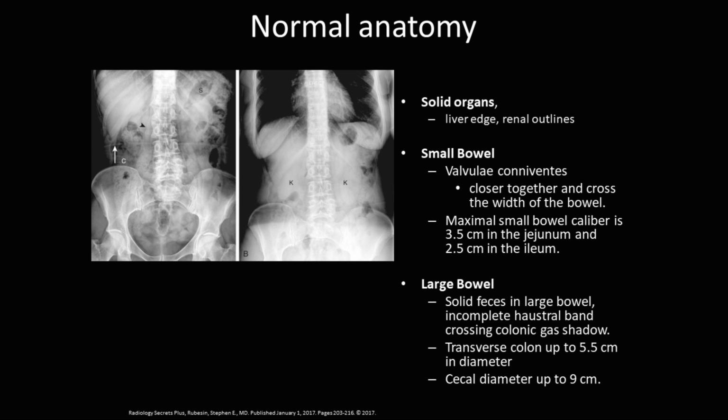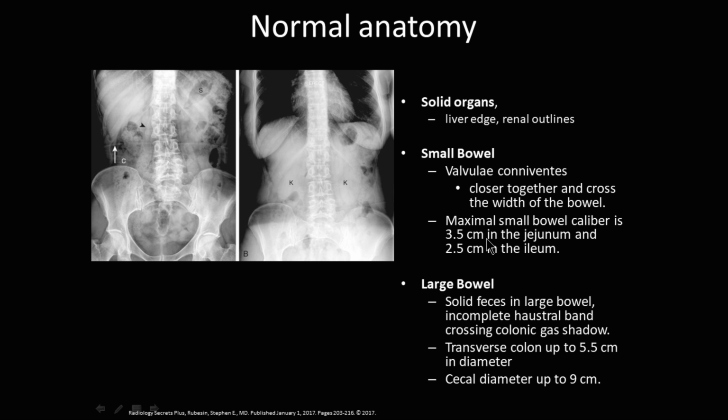Normal anatomy, you can see solid organs, the liver edge, renal outlines. Here you can see faint outlines of the kidneys. Then you could also see the small bowel. You can see the valvulae. They're closer together and cross the width of the bowel. Maximal small bowel caliber is typically 3.5 centimeters of the jejunum, 2.5 of the ileum.